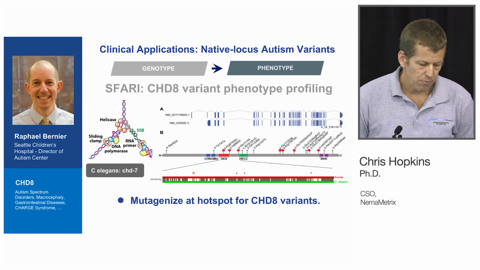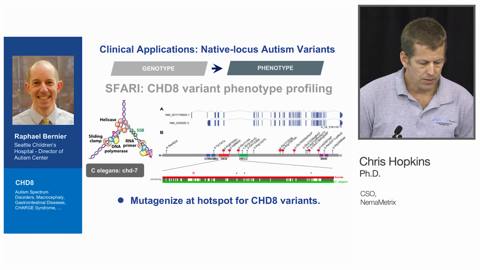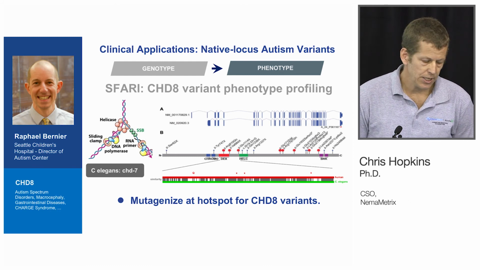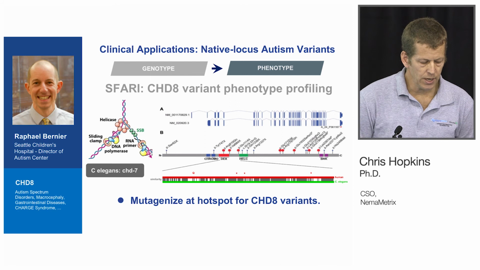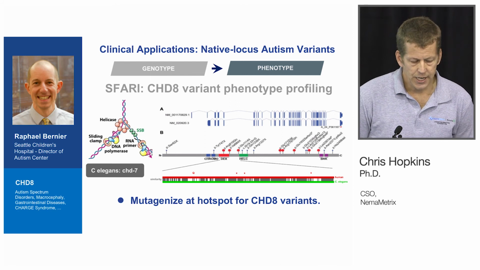Another example, we have Ralph Grenier. Ralph is the director of the Seattle Autism Center. Ralph was interested in the CHD8 gene and its role in autism.